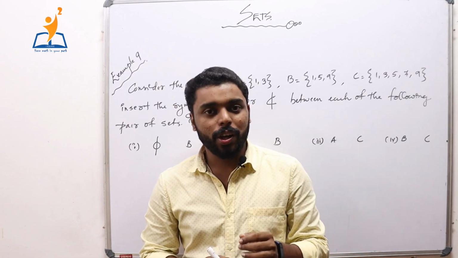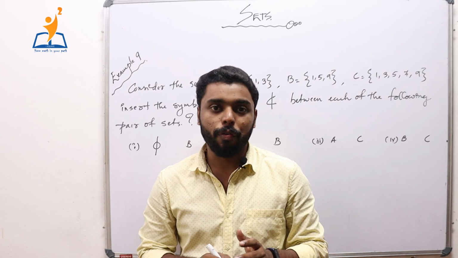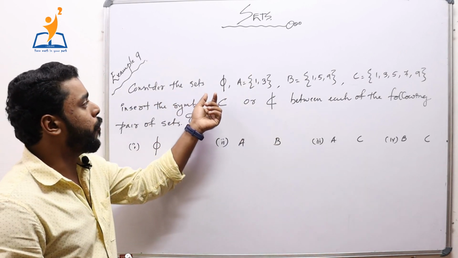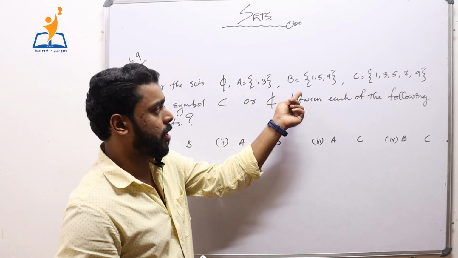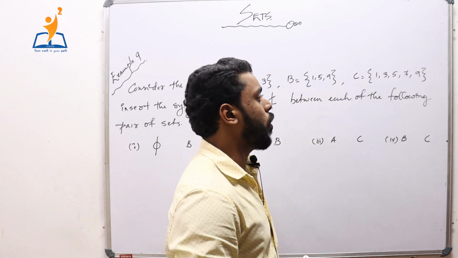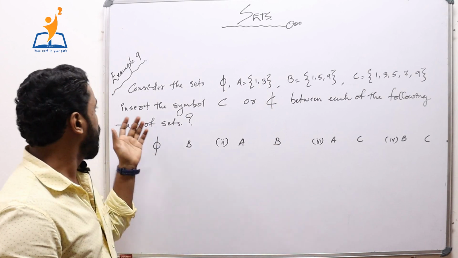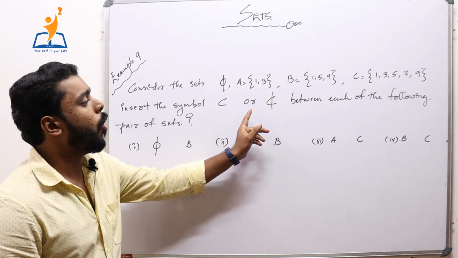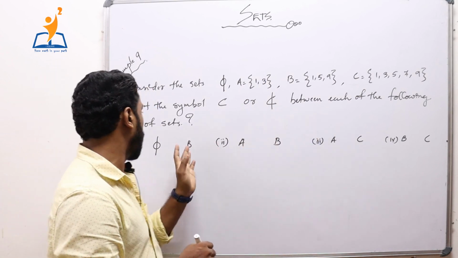So now we shall do the ninth example of your NCERT textbook. The ninth question is, consider the sets A is equal to {1, 3}, B is equal to {1, 5, 9} and C is equal to {1, 3, 5, 7, 9}. Insert the symbol subset or not subset of between each of the following pairs of sets.